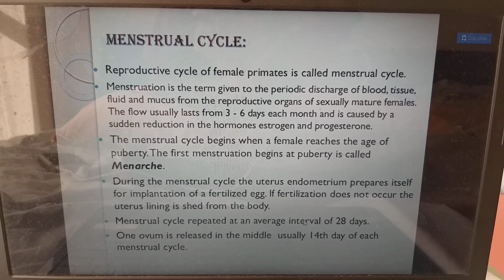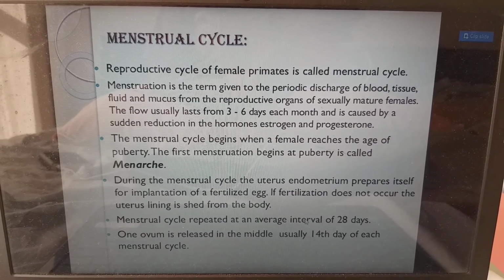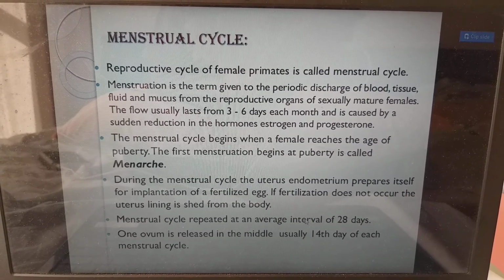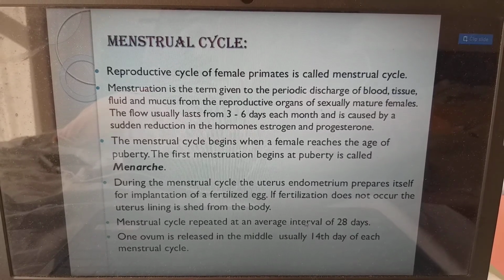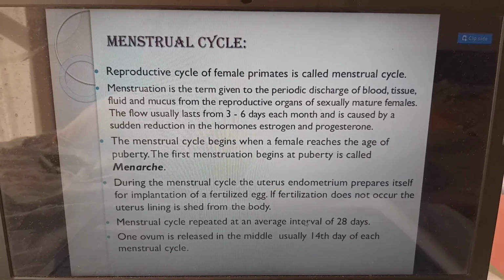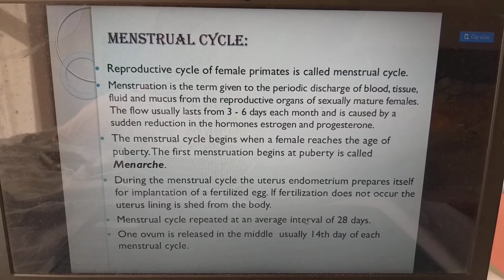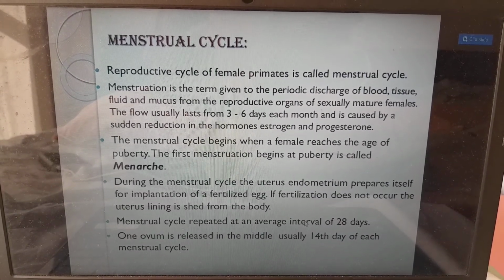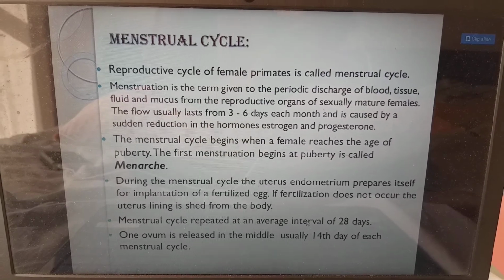During the menstrual cycle, the uterine endometrium prepares itself for implantation of the fertilized egg. If fertilization does not occur, the uterine lining is shed from the body. The menstrual cycle is repeated at an average interval of 28 days. One ovum is released in the middle, usually on the 14th day of each menstrual cycle.